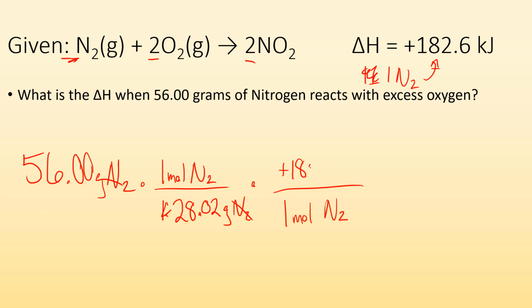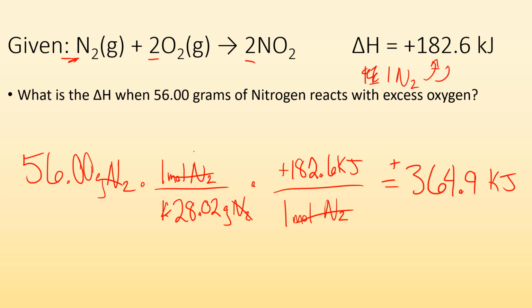Erasers are great. 182.6 kilojoules. So my moles of N2 cancel out. So now I can pick up my calculator. 56.00 divided by 28.02 times 182.6 to sig figs. I end up with 364.9 kilojoules. And it makes sense because it's around a double, right?